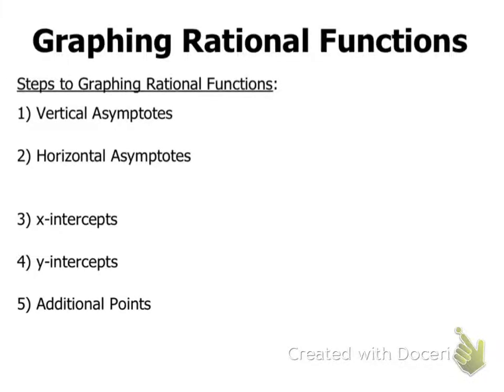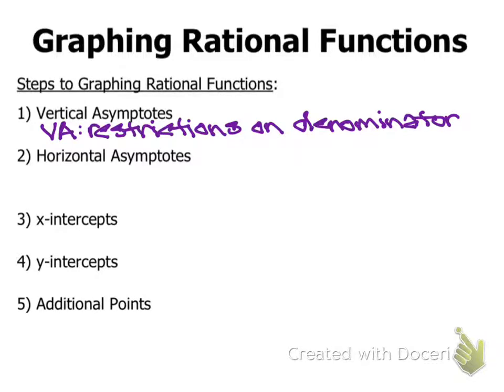We're going to look at graphing rational functions. First, we're going to remind ourselves of the steps to graph rational functions. First, we need to find vertical asymptotes. Vertical asymptotes occur at restrictions on the denominator, which will be values of x that make your denominator equal to 0. Next, we find horizontal asymptotes.